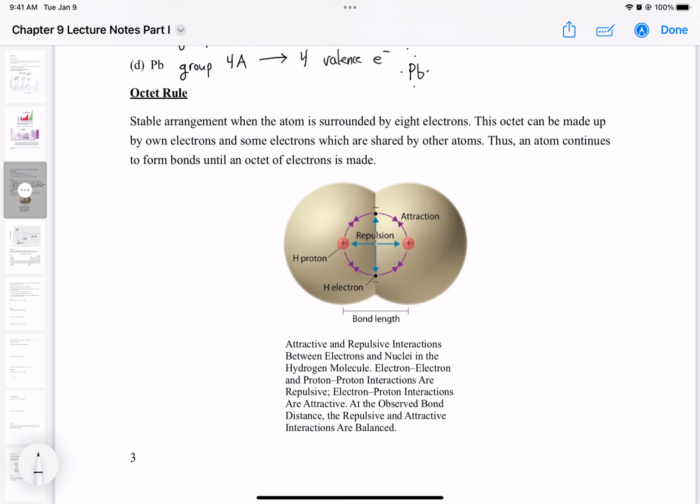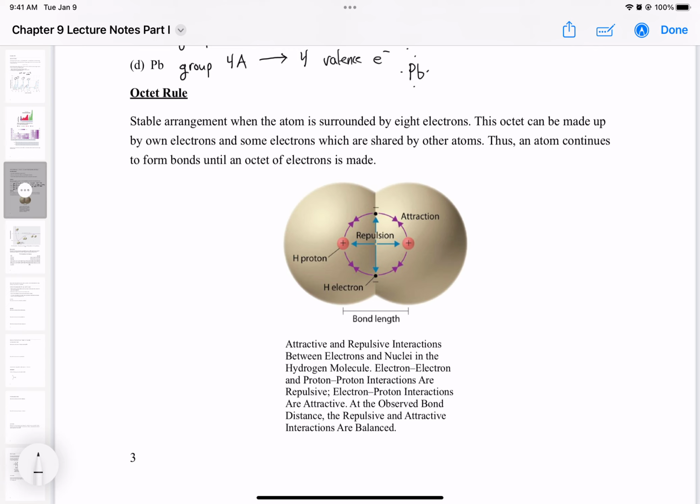Okay, now let's talk about the octet rule. So, why do elements react to maintain this octet rule or maintain an octet of electrons? Well, as studies have suggested, a stable arrangement is when an atom is surrounded by 8 electrons at least. Okay? So this octet can be from an atom's own electrons and maybe some electrons they got from bonding with another element, and then they are shared. So when they are shared, that means they're available to both elements, and that forms an octet.